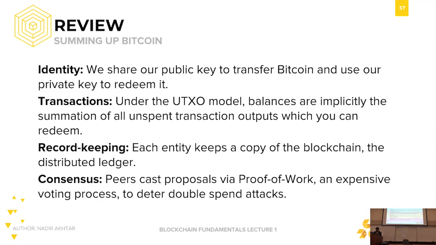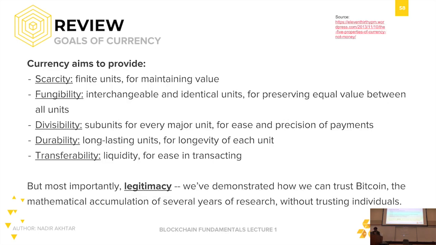All right. So quickly to review, we have four components for Bitcoin: identity, transactions, record keeping, and consensus. All of the stuff which was typically handled by a bank is now being handled by the users themselves. Identity: we produce a private key at random, and we generate a public key with it, which we share with the network. Transactions: we have UTXOs or piggy banks that we use to handle and send Bitcoin between each other. And the sum of your money, Bitcoin, is implicitly the sum of all of these outputs. Record keeping: every entity keeps a copy of the blockchain or the distributed ledger, which can be easily checked if there's corruption. And consensus: you have proof of work, external resources being used as a voting mechanism to deter double spend attacks.